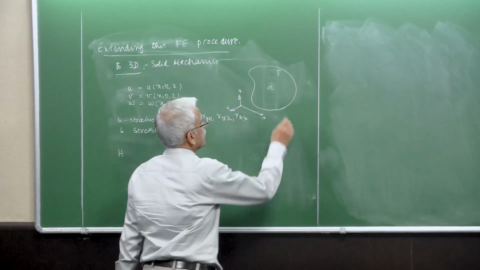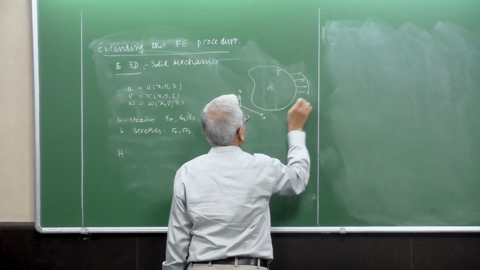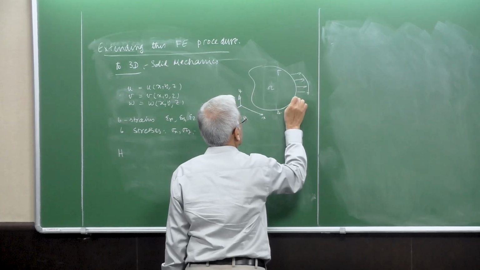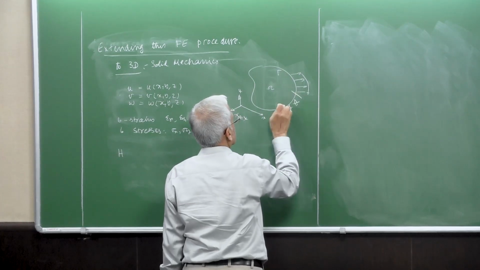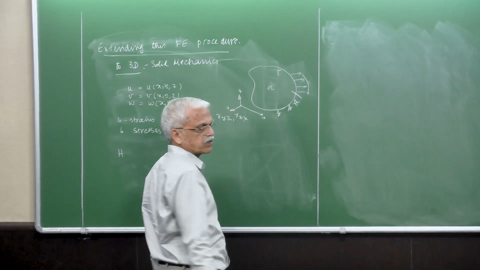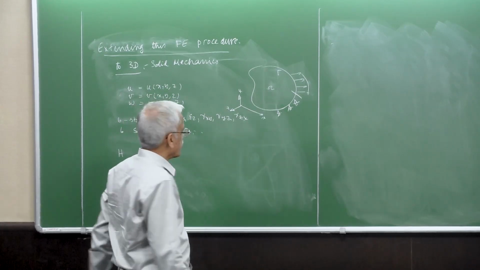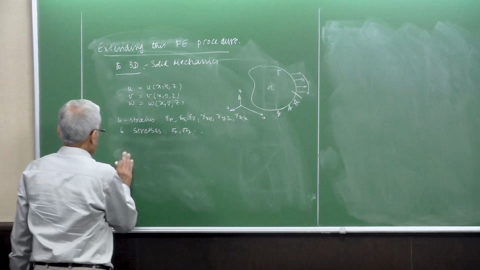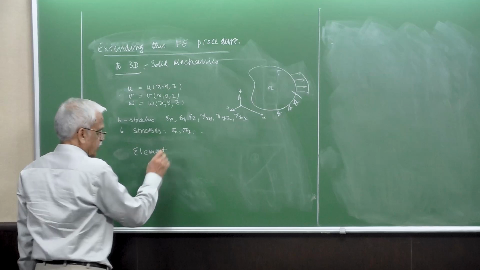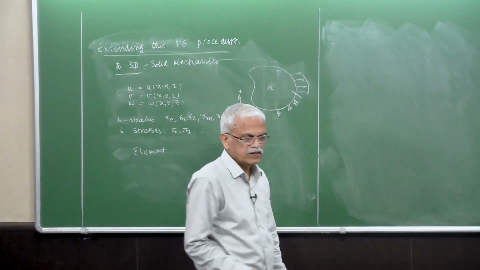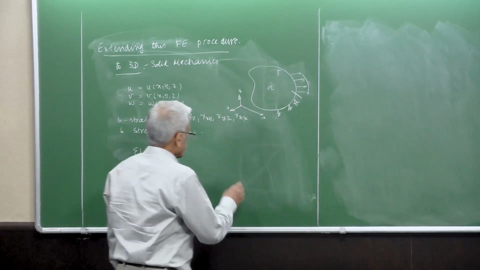Okay, so these are types of boundary conditions. So here we have the 3-dimensional body. When we come to the element, the extension of a triangle in 2D to 3D will be a tetrahedron.